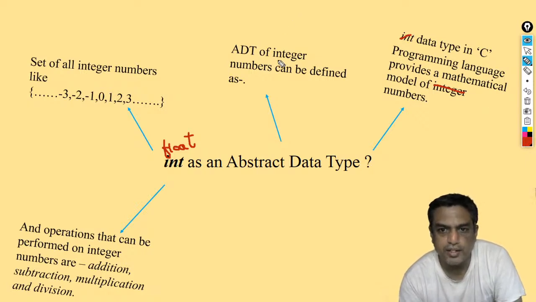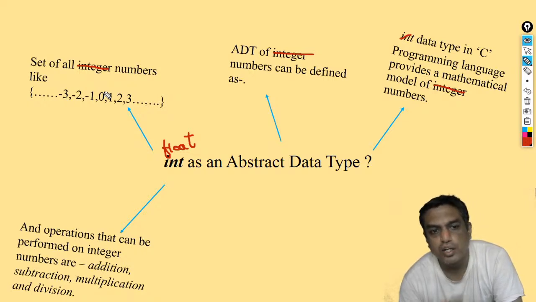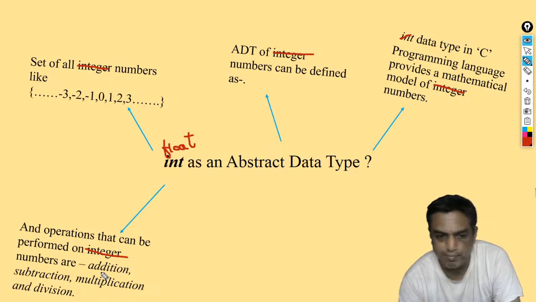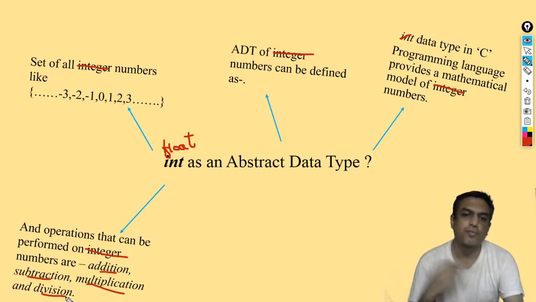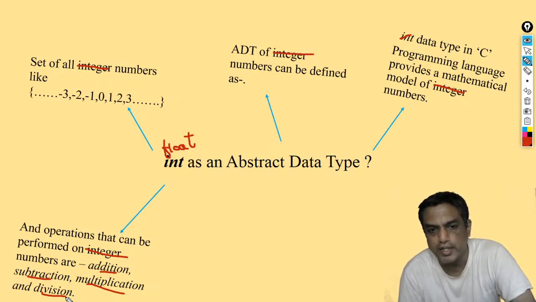So the abstract data type of floating numbers can be defined as the set of all floating numbers, like minus 1.5, minus 1, 0.0, 1.0, 2.5, like this. The operations that can be performed on floating numbers are the same: addition, subtraction, multiplication, and division. In this way you can write an abstract data type, that is, a mathematical model of any data type.